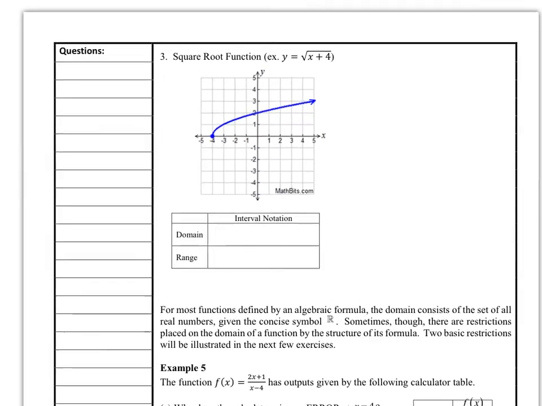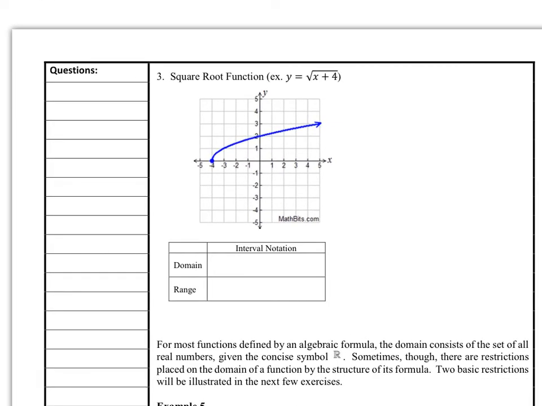All right, so here we've got another function where we're talking about domain and range. This is a square root function. You have to know the difference between these types of functions and how their domain and range works because they are different for each one. So domain, again, x's, range, y's. Domain goes left to right.